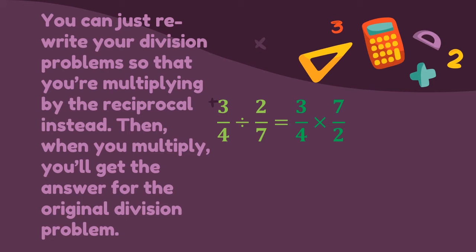Let's try this problem: 3 over 4 divided by 2 over 7. Okay, so the first thing we want to do is rewrite our problem. Instead of dividing by 2 over 7, we can multiply by the reciprocal instead. The reciprocal of 2 over 7 is 7 over 2. So our problem becomes 3 over 4 times 7 over 2.